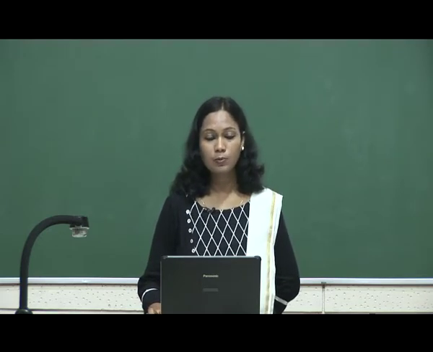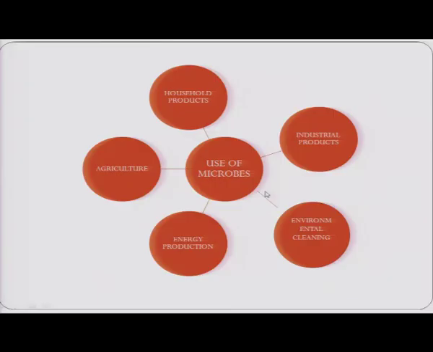In continuation with that, we will further look into the topics which are remaining. This concept map shows the use of microbes, and in this chapter we will be covering different fields. Up till now we have covered household products, industrial products and the environmental cleaning aspect, and today we will be discussing how microbes can be useful in energy production and in agriculture. We know that agriculture is the mainstay of our economy, and how we can improve our agriculture using these minute organisms will be the topic of our discussion today. So, let us start with energy production.